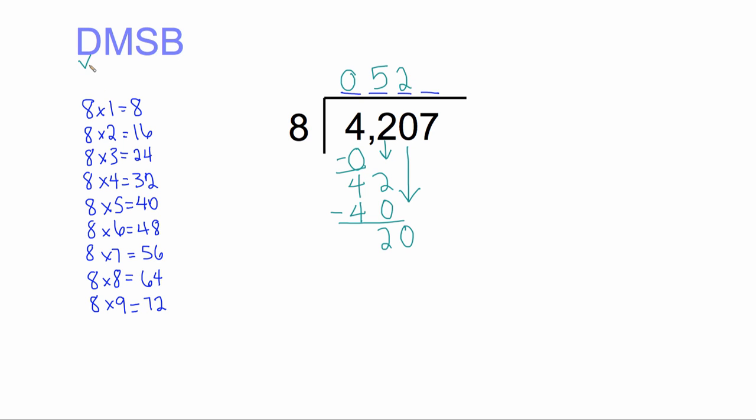That's my divide. 8 times 2 is 16. That's multiply. Then we need to subtract. 20 minus 16 is 4. And then we bring down.